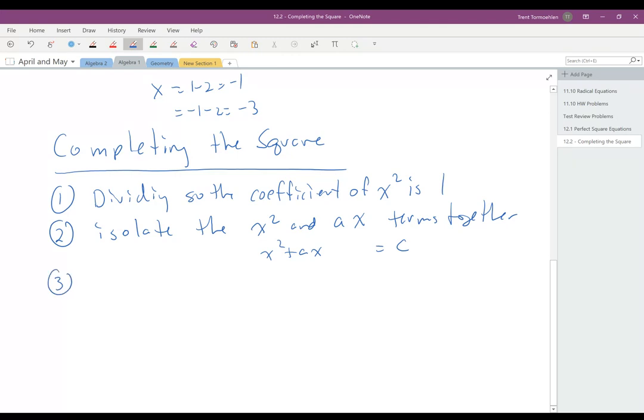Then this is the key step for completing the square. You take half of a, square it, and add to both sides.